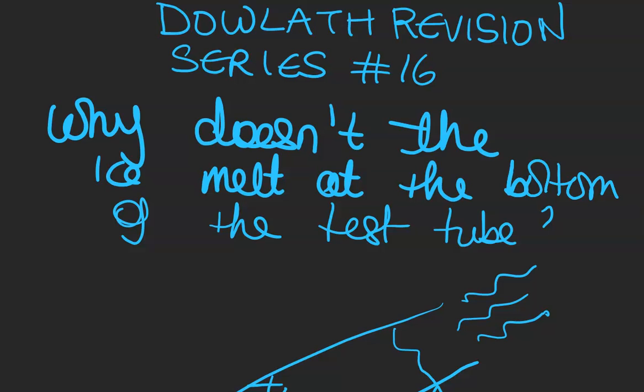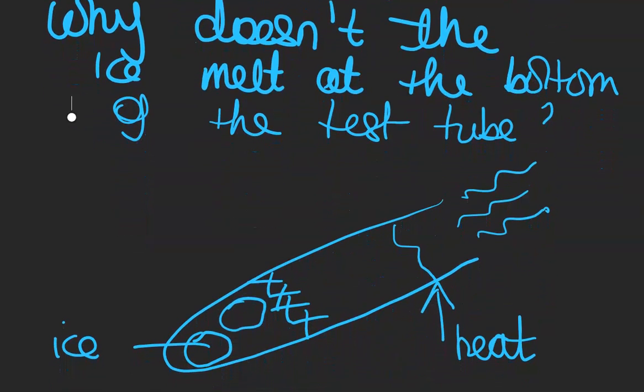Hi guys, so in my 16th video in the DOWLATH revision series, we'll be discussing why ice doesn't melt at the bottom of the test tube. Now this and the previous one are basically very popular questions that can come both in multiple choice as well as a structured paper, and this is a popular multiple choice question as well. But I want you to understand a little bit because we'll use it as an opportunity to revise conduction.